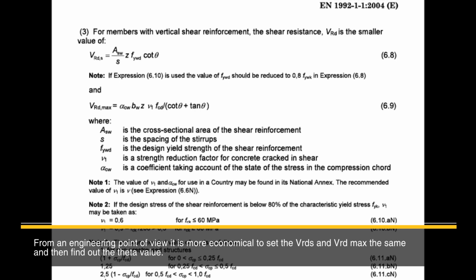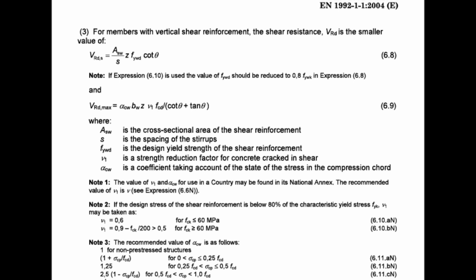But from an engineering point of view, it is more economical to set the VRDS and VRD max to be equal and then find out the theta value. Because when the value for VRDS and VRD max is the same, we won't have any leftover resistances and will be able to design economically. If we calculate these two equations 6.8 and 6.9 to be equal, we could figure out exactly what the theta value is from a single variable, sine squared theta.